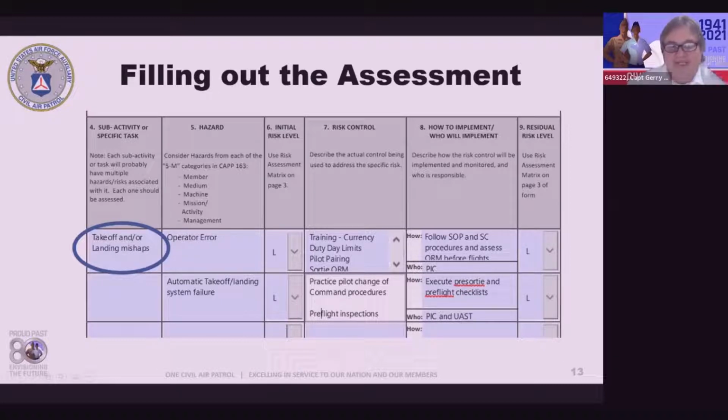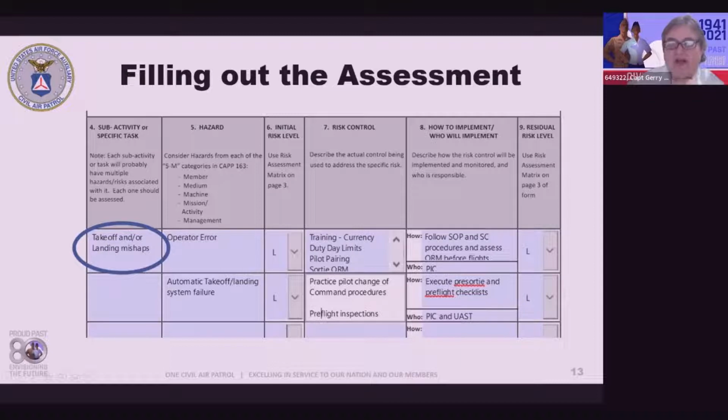In column 6 is an initial risk as shown based on the risk assessment matrix. In column 7, we have the risk controls that we would use that could mitigate the hazards. And then in column 8, the answers to the question as to who will be implementing it and how will the mitigation follow, with the how and the who. And then the final column shows us the residual risk.